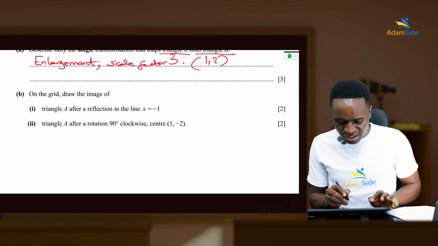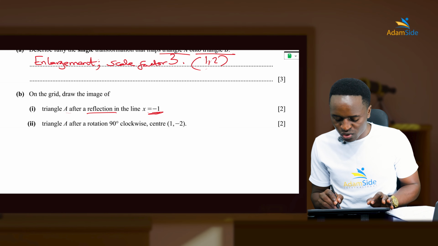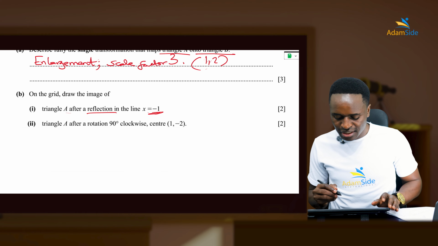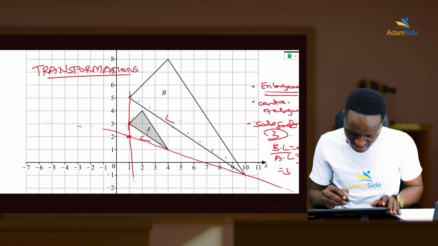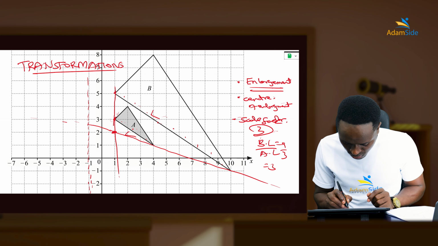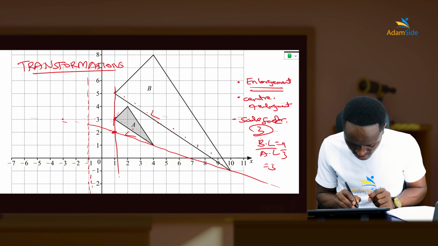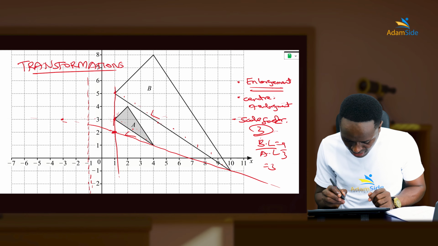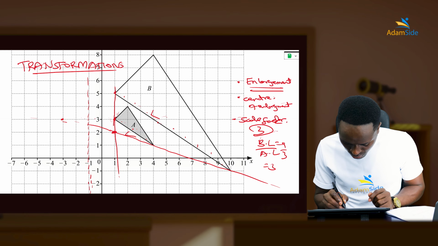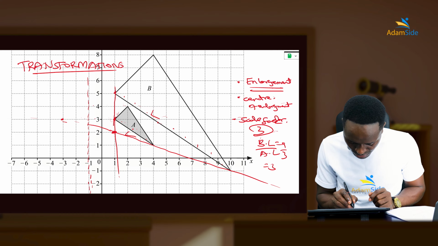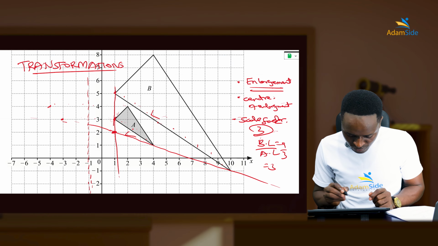On the grid, draw the image of triangle A after reflection in the line x = -1. So this is the mirror line. Let's go to the mirror line x = -1. This is the mirror line. So the other side will be 1, 2. So this point will be there. And then how many points is this? 1, 2, 3 from the mirror line. Correct. So it will be here.